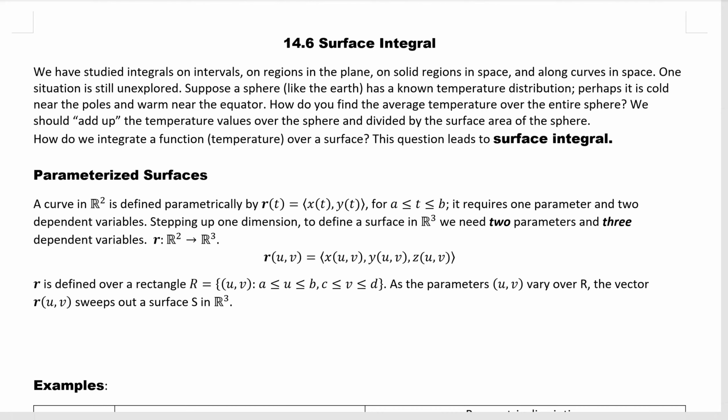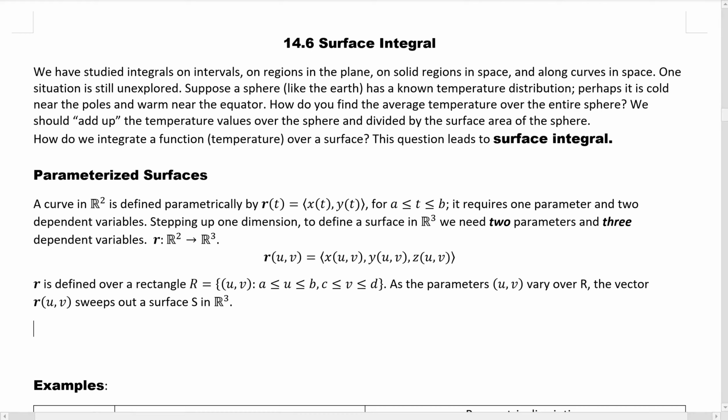We have studied integrals on an interval, on a region in the plane, on a solid region in space, and along curves in space. Okay, one situation is still unexplored. So what is that?